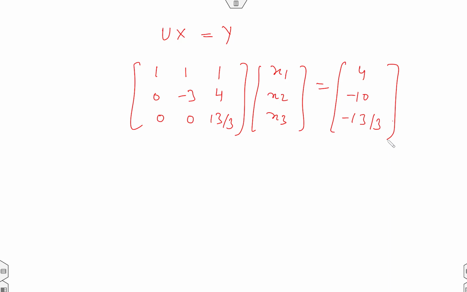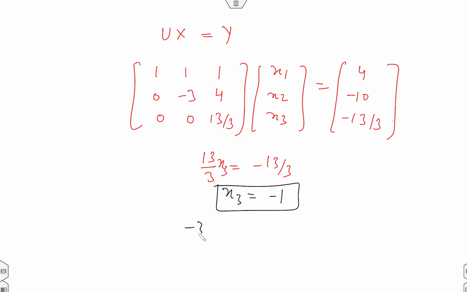Compute the values from the back side. First we compute the value of x3. 13 upon 3 x3 equal to minus 13 upon 3, so x3 equal to minus 1. Then from the second row we get minus 3x2 plus 4x3 equal to minus 10. Using the value of x3, we can compute x2, which comes out as 2.